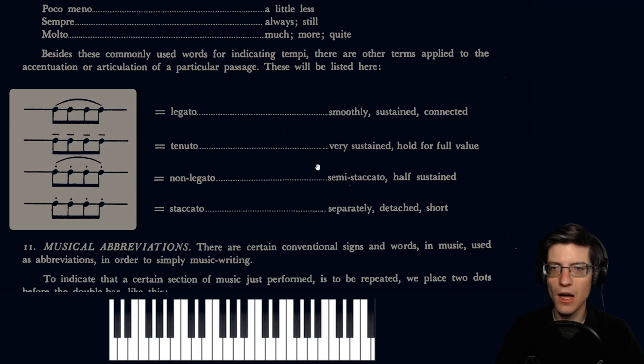So we have legato, smoothly or sustained, connected. So you see this would be a slur over the text.